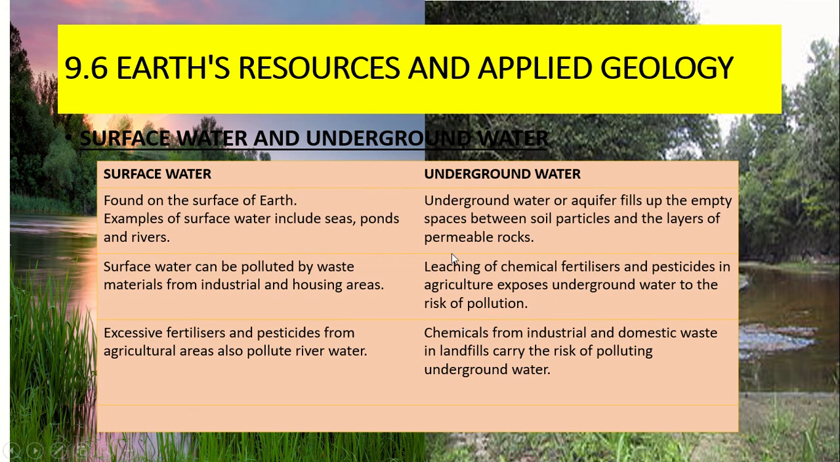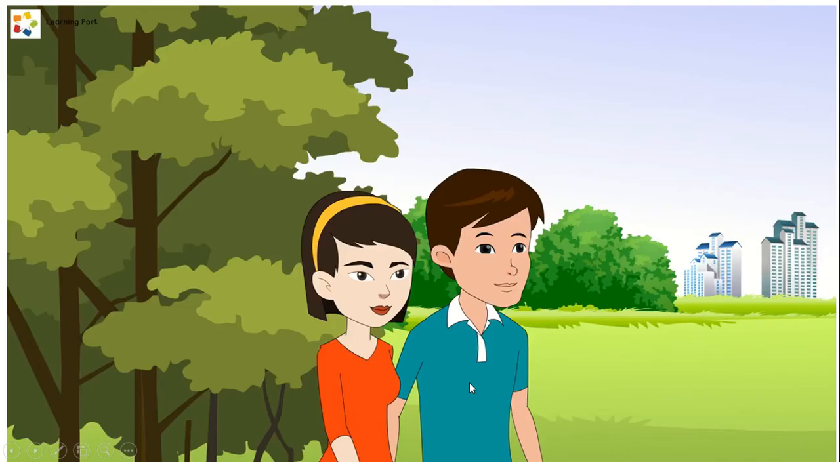So, bila kita menggunakan fertilizer dan juga pesticide, okay, dia akan diserap masuk ke dalam tanah. Okay, so air dalam tanah tu dia akan pergi kepada underground water. So, yang tu akan mengakibatkan risk of pollution. Next adalah chemical from industrial and domestic waste in landfills carry the risk of polluting underground water. Okay, next.